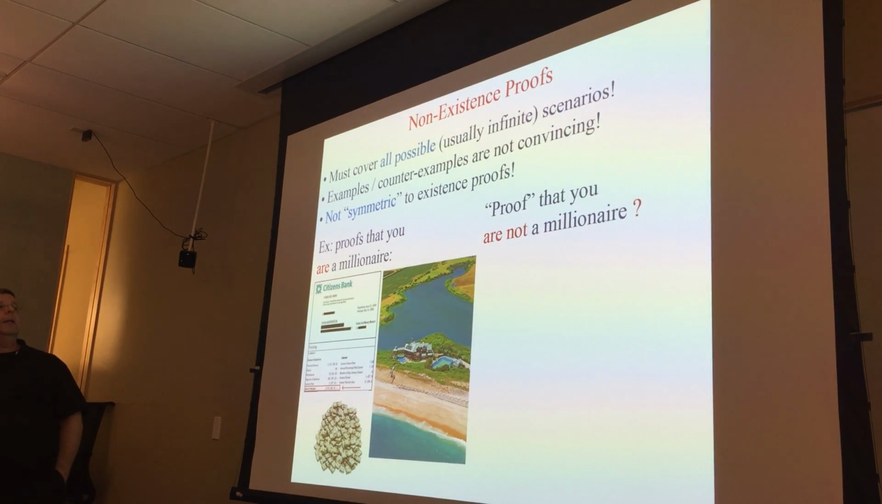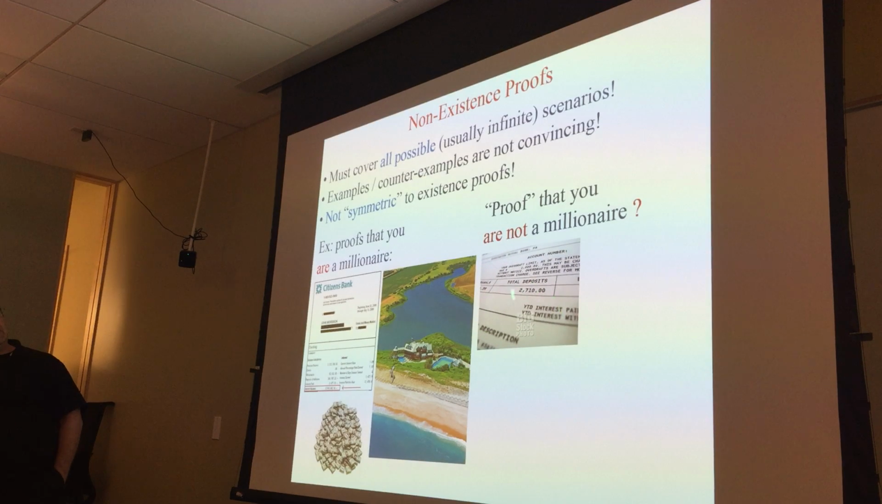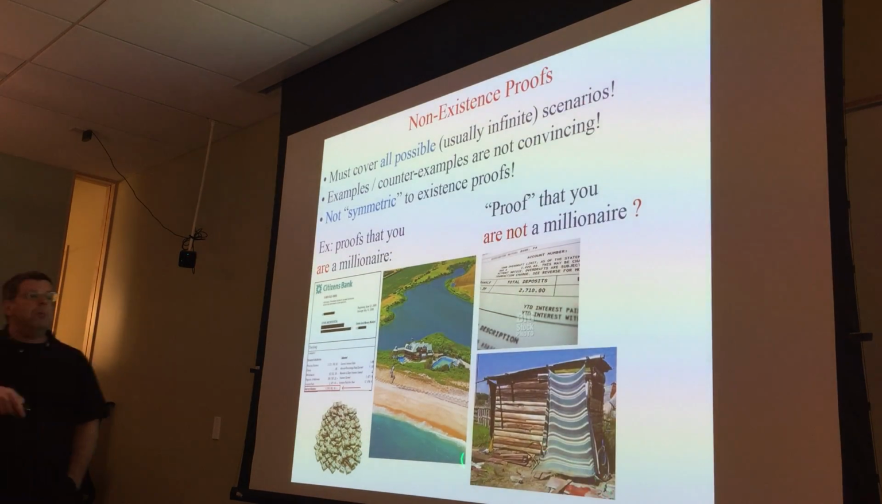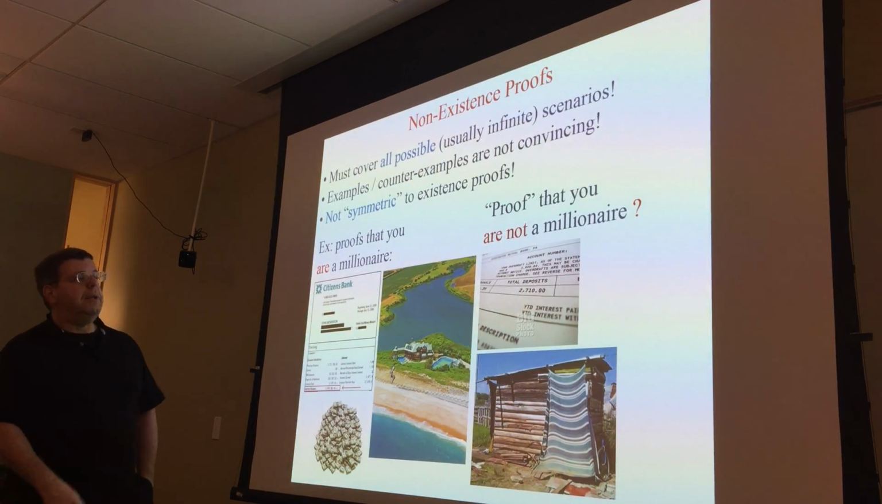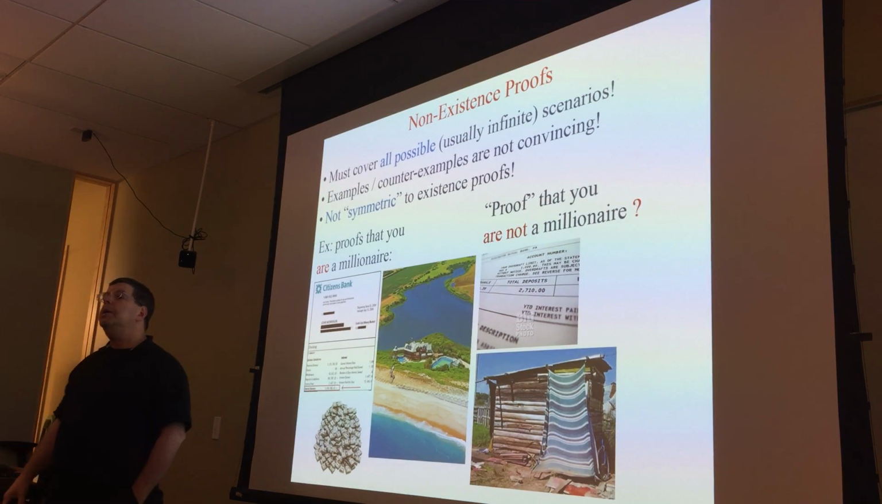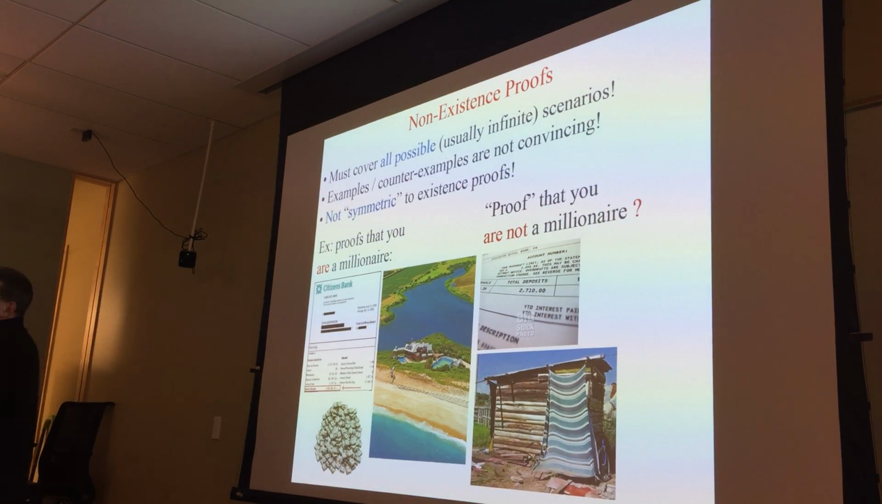But how do you prove that you're not a millionaire? Could you show me a bank account with only $5 in it and say, okay, QED, I'm not a millionaire. There's my $5 in my checking account. Is that convincing? No. Maybe you have cash stashed under your mattress. Maybe you have some Bitcoin in some strange account. Maybe if you show me your house and it looks like a little shack like that, does that prove that you're not a millionaire? No. Maybe you just enjoy slumming it for whatever reasons.